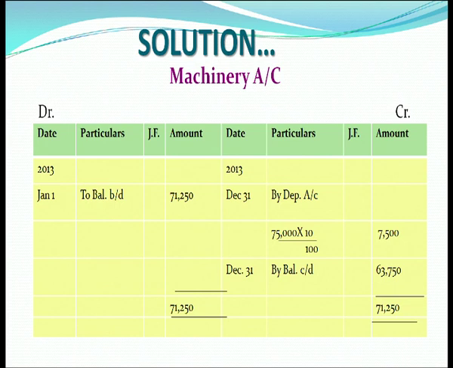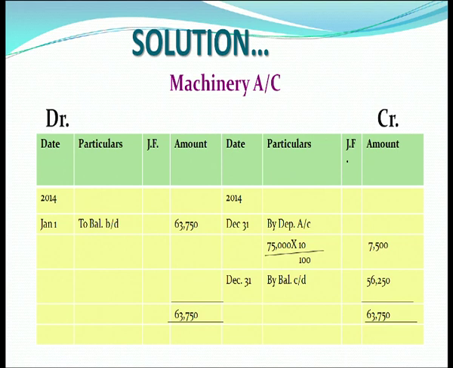And again on 31st December, we would be charging depreciation at the rate of 10% on the original cost. So 75,000 into 10 by 100, which is 7,500, and that will be charged for the complete 12 months. And again, we would be closing the machinery account on 31st December. So again, the balancing figure of 71,250 minus 7,500, which gives us a balancing figure of 63,750. And we will close the accounting record.